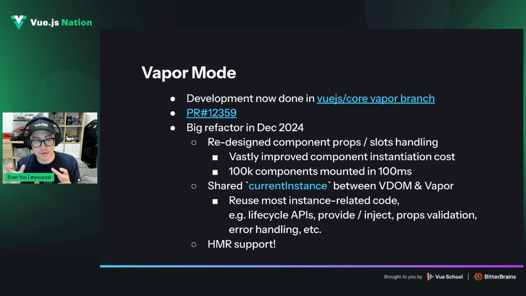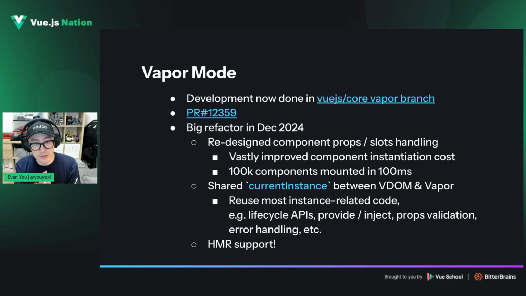But we also want to allow Vapor components to contain VDOM components. So in theory, eventually there might be mixed virtual DOM and Vapor component trees, which means they need to be able to share the same. So the concept here is there are many utilities in the Vue core code base, like lifecycle APIs, provide inject, props validation, error handling. They don't really care if a component instance is virtual DOM based or Vapor based. And they should be able to work across the component graph, a component tree with mixed instance types.